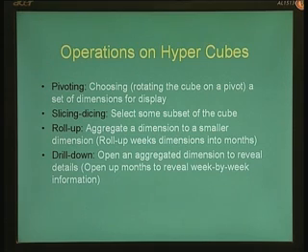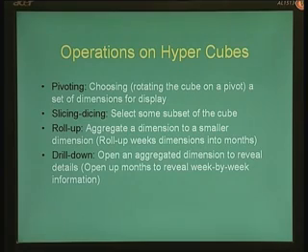Then there are slicing and dicing operators, that is selection of some subset of the cube. You can think of it as slicing the cube across different dimensions, or dicing, that is forming a subcube out of the larger hypercube, and so on.